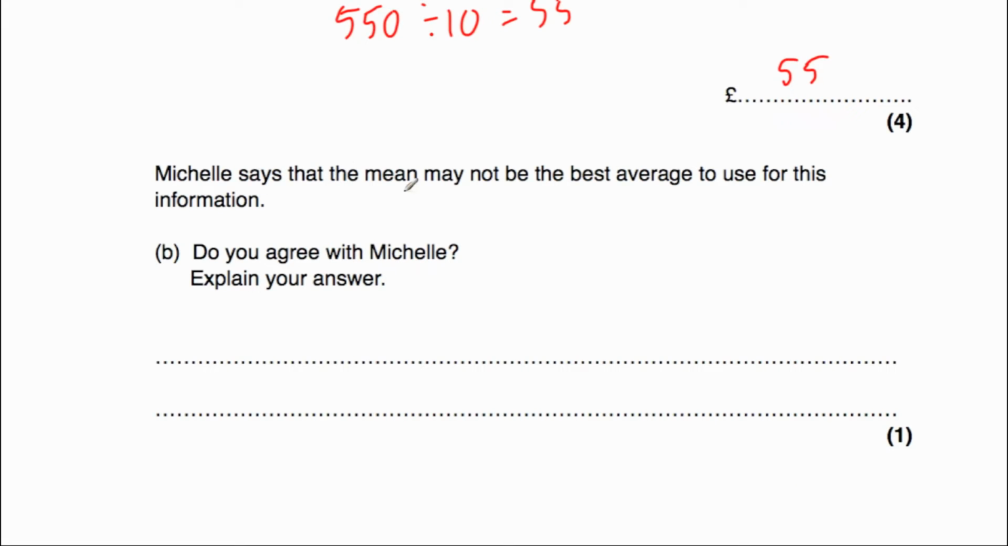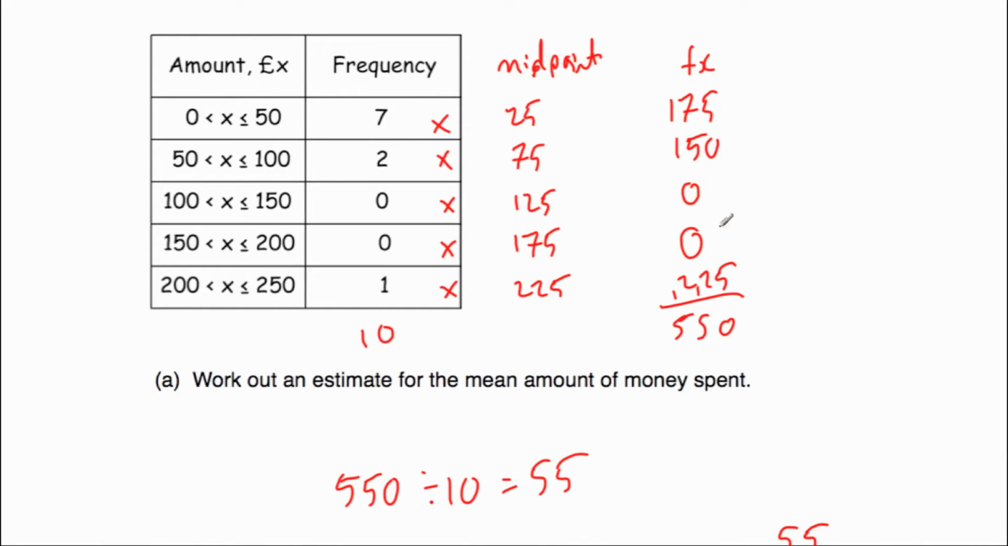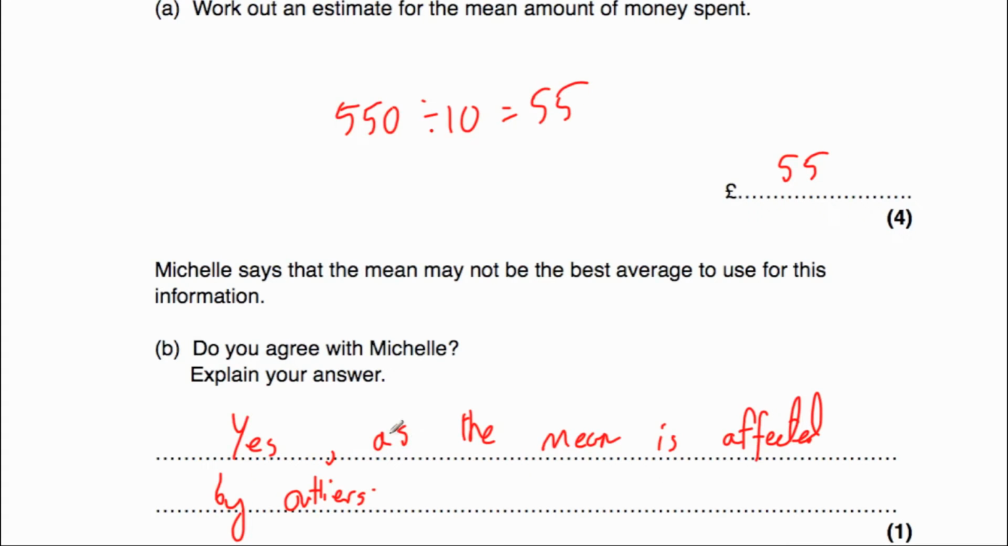And then it says, Michelle says the mean may not be the best average to use for this information. Do you agree with Michelle? Explain your answer. So let's go up and have a look at the information. So the mean is really good whenever there's no outliers, but whenever we look at this table, we've got 7 customers spent between 0 and £50, 2 spent between 50 and 100. Then we had this one outlier who spent more than £200 but less than £250. So this customer brings up the whole average. So the mean is affected by outliers. So I do agree with Michelle that the mean may not be the best average to use in this case. So my answer is yes, as the mean is affected by outliers.